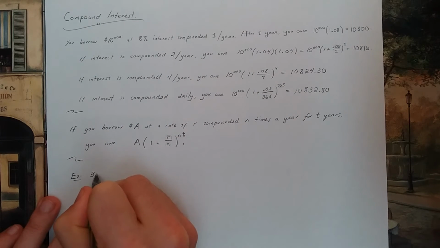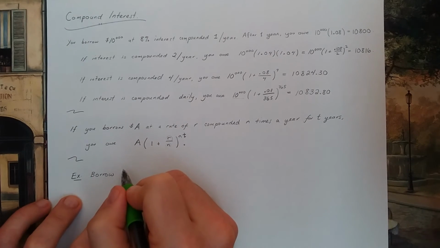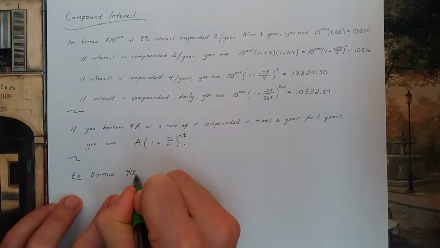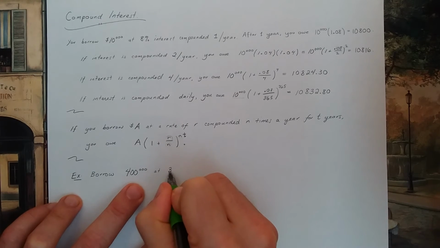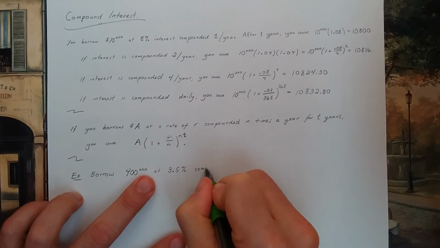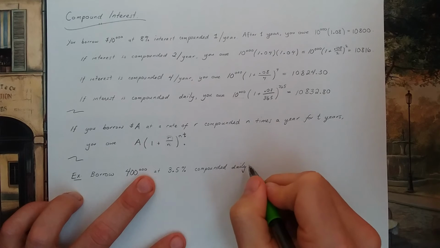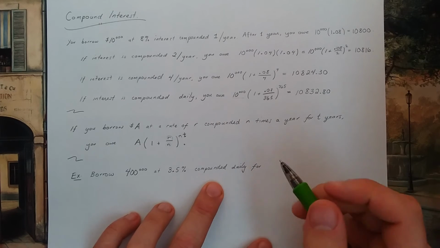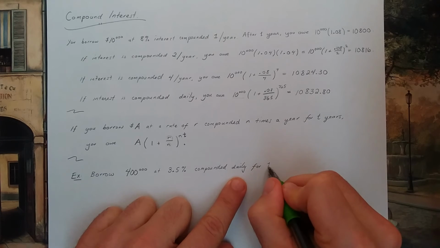So let's say you're trying to buy a home, and you've saved up a bunch of money for a down payment, but you still need to borrow some money. So let's say you borrow $400,000 at a rate of 3.5% interest annually, and they compound it daily. And let's say you want to understand how much your monthly payment would be in interest alone. So you borrow that amount of money at that rate, compounded daily for 1 month only.